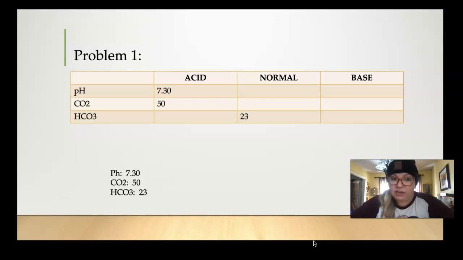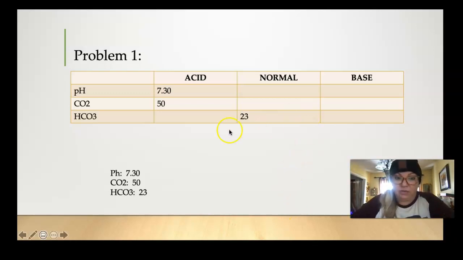So we know the pH is 7.30, and that is leaning on the acidotic side. So I put that in the acid column. The CO2 is 50, so it's greater than 45. And remember, we flipped that CO2 because the greater number is acidotic. So I put that on the acidotic side. Now the bicarb is 23. And remember, your normal range for bicarb is 22 to 26. So I put the bicarb in the normal column.